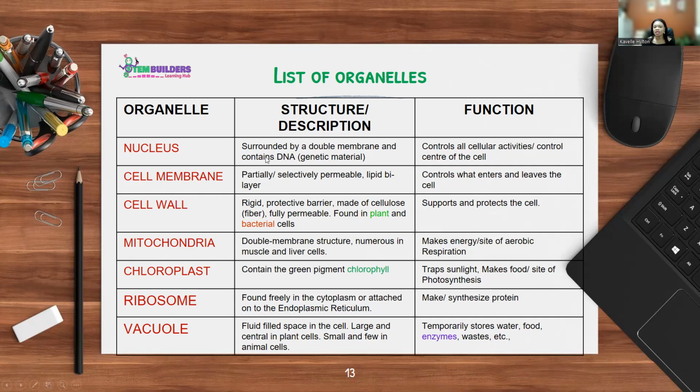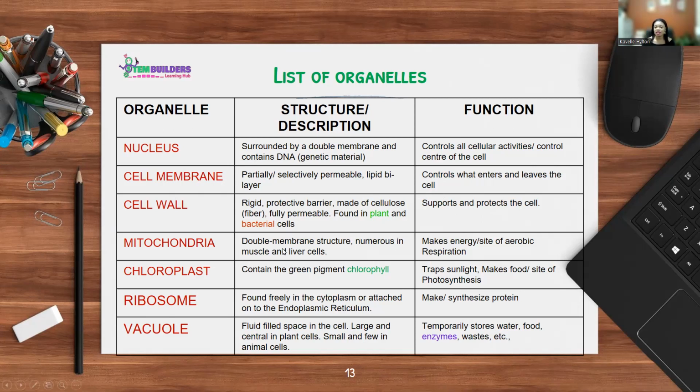So looking at the nucleus, it is surrounded by a double membrane. It contains DNA, which is genetic material. And it is in fact this DNA and this genetic material that allows it to control all the cellular activities and be the center or the brain of the cell. The cell membrane is partially or selectively permeable. It controls what enters and what leaves the cell. The cell wall is made up of cellulose, it's fully permeable, and it is rigid. It's a rigid structure. It supports and protects the cell. See, so you can see the linkage. This structure allows it to be a protector, a support, a barrier.